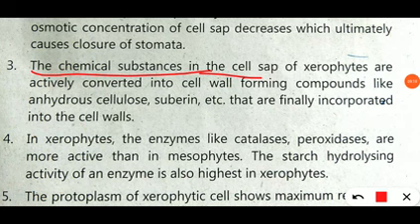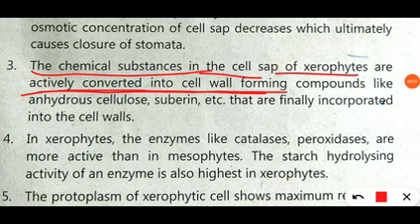The chemical substances in the cell saps of xerophytes are actively converted into cell wall forming components like anhydrous cellulose and suberins. Compounds like glucose are converted directly into cellulose, because cellulose is made up of glucose molecules.